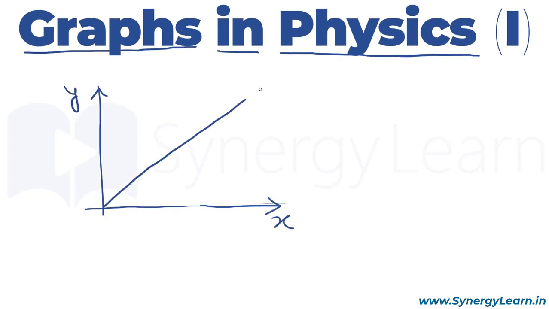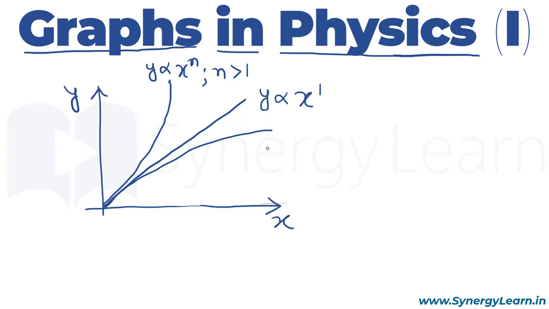So we know that for a straight line, y is proportional to x power 1. That is, when we have a linear relation between y and x, the graph is a straight line. Else we can have a graph which is bent towards the y-axis. So for such graphs where y is proportional to x power n, the power n is greater than 1. If we have a graph which is bent towards the x-axis, so for such graphs y is proportional to x power n, the value of n is less than 1.